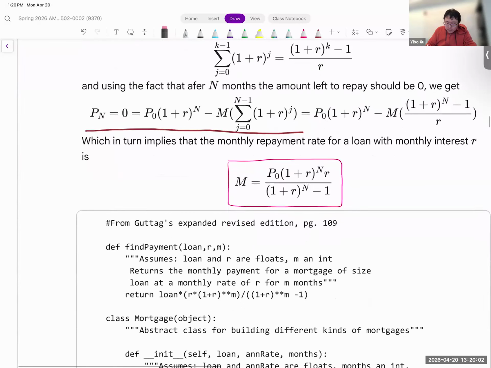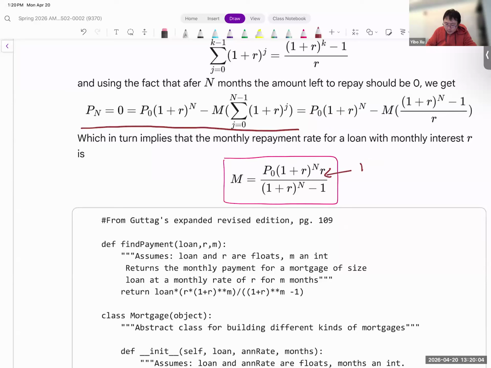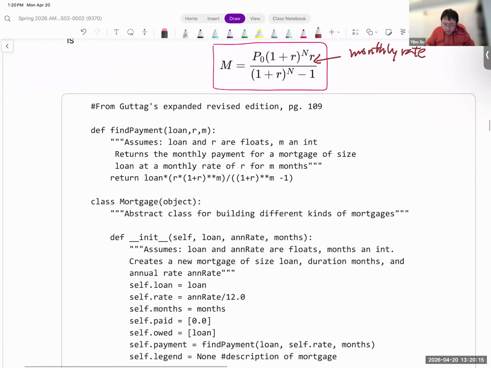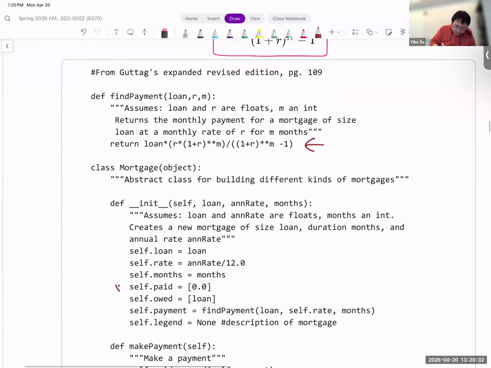All right, but then just remember, what is r? R is the monthly rate. So that's what we're going to reflect in our establishment of code. And here, the find payment function is exactly for each different loan, we're going to calculate the monthly payment. And then if you look at the structure of the mortgage class, essentially you're going to have a bunch of sequences. Okay, so these are lists. Everything else is pretty much the parameters that you need for each mortgage of yours.